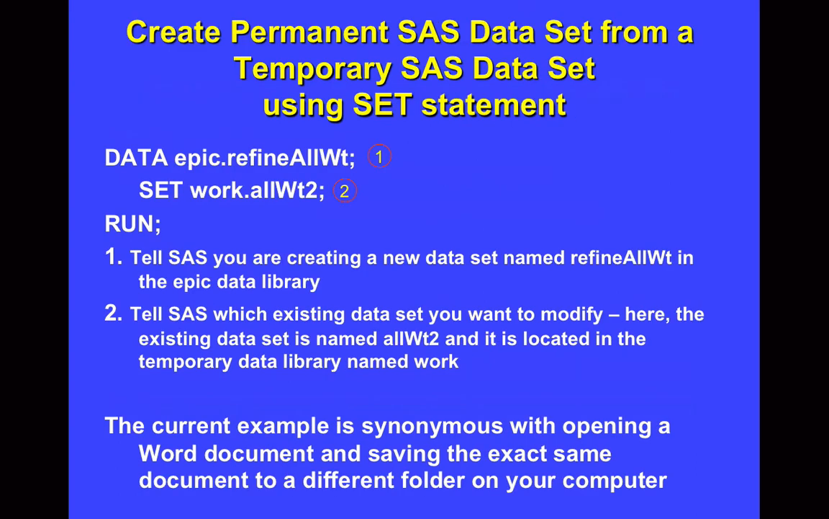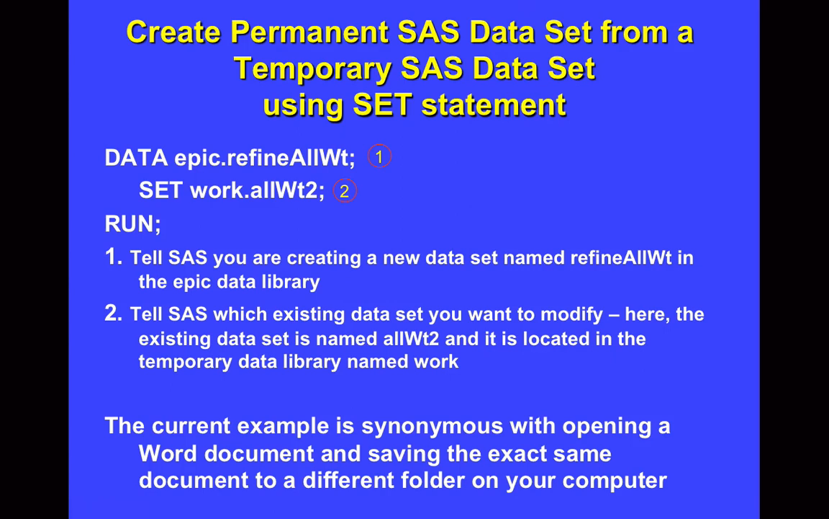Here I'll show a quick example in which we start from an existing data set called work.allwt2. We've created that previously. And we want to essentially save that SAS data set as a permanent SAS data set. In other words, maybe we've spent a lot of time working to create this data set allwt2, and now that's in a form that we want to analyze. So we want to save a permanent copy of it.